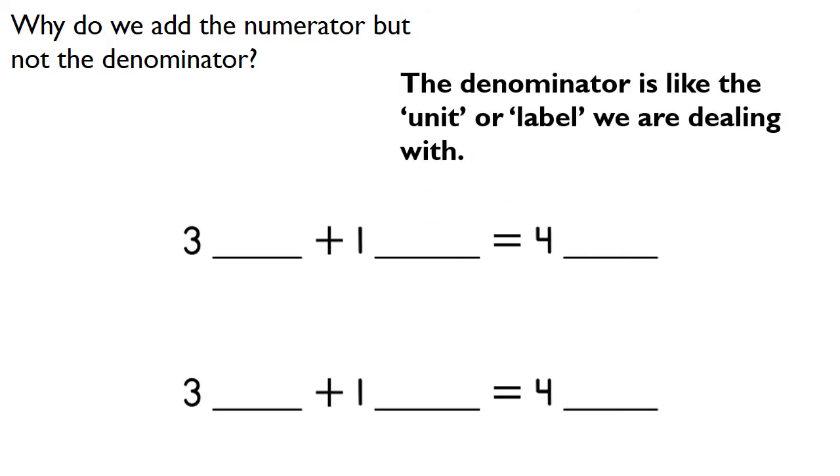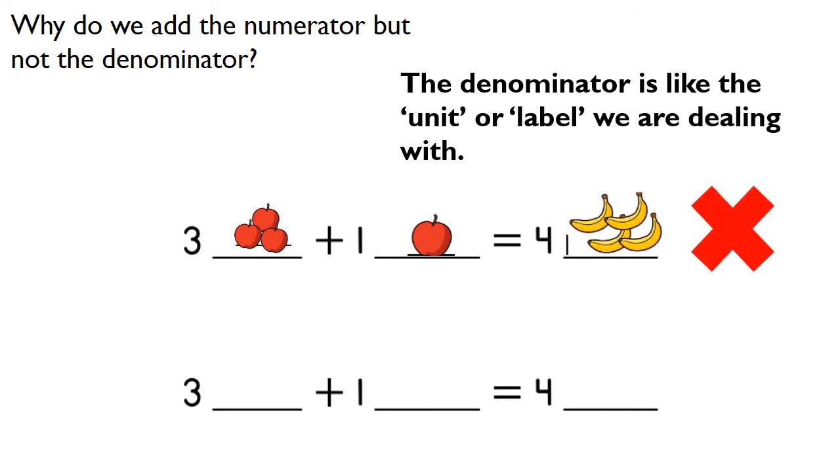Well, the denominator is like the unit or label we are dealing with. So for example, if I was saying there were 20 children in the class and then 3 children joined the class, children would be the unit and our answer would be 23 children. So we know that if we did 3 apples plus 1 apple, it wouldn't give us 4 bananas. We know that 3 apples plus 1 apple is 4 apples. So when we're adding fractions, you do not add the denominator because that is simply the label or the unit we are dealing with.